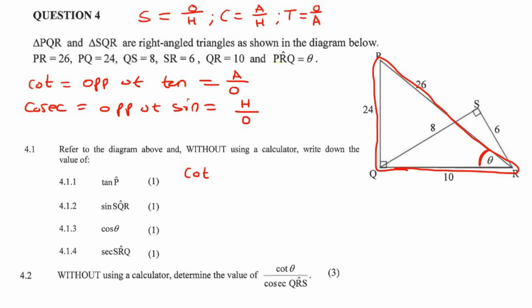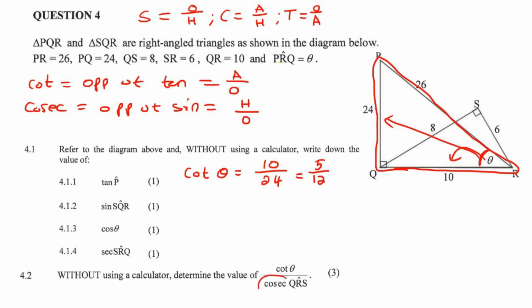So cot of theta. So cot is adjacent over opposite. Okay, so the adjacent will be 10, and the opposite would be the 24. So that's 10 over 24. If you simplify that, that is 5 over 12. Okay, so we've got that part.